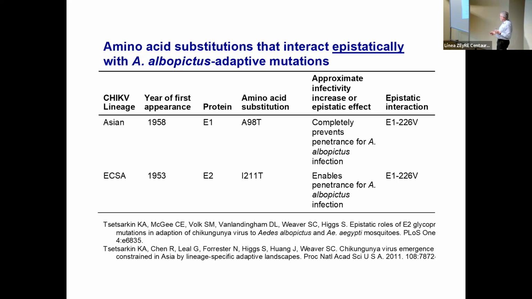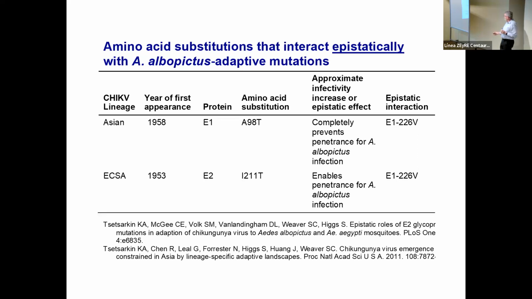at position 98, that if you make this substitution in the Asian strain, suddenly the Asian strain responds just like any other strain to the 226 mutation, and it makes it much more fit for Aedes albopictus. So the presence of this single residue, the threonine, which is the natural residue in all Asian strains, including here in Colombia, this threonine prevents the penetrance or the ability of that 226 mutation to function. And in fact, there's been very little evidence that Aedes albopictus is involved in transmission anywhere in the world, which is what these data predicted.